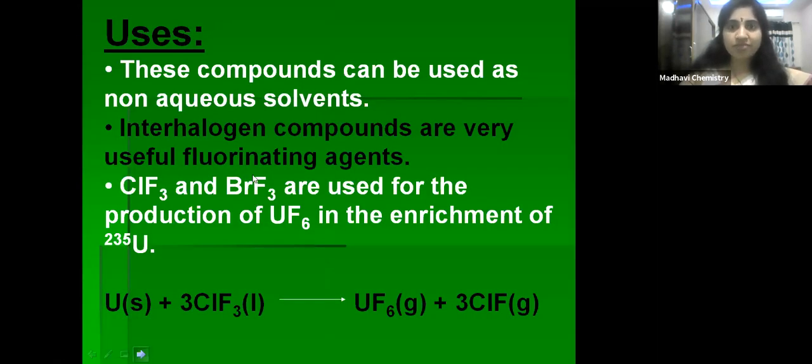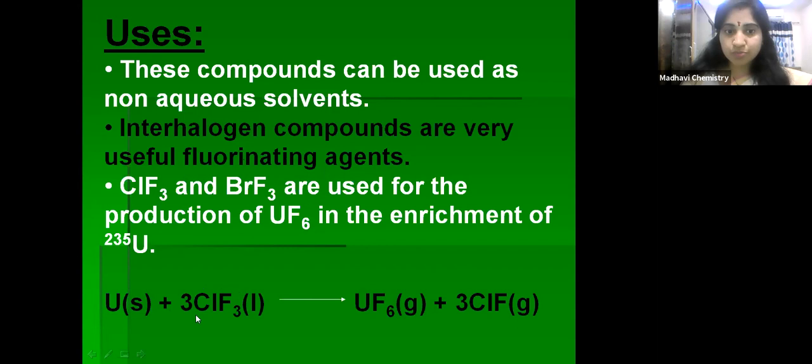Next, the last one: uses of interhalogen compounds. These compounds can be used as non-aqueous solvents. Interhalogen compounds are very useful fluorinating agents, and ClF3 and BrF3 are used for the production of uranium hexafluoride in the enrichment of uranium. When uranium reacts with ClF3, it gives uranium hexafluoride along with ClF. So children, this is about the uses of interhalogen compounds.